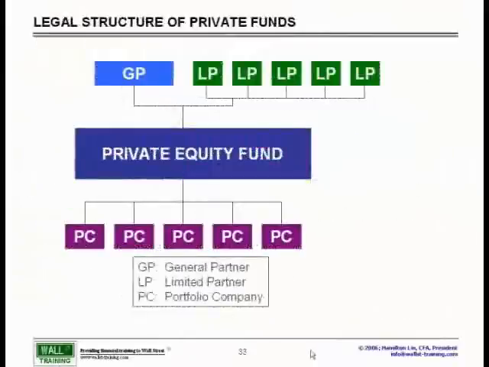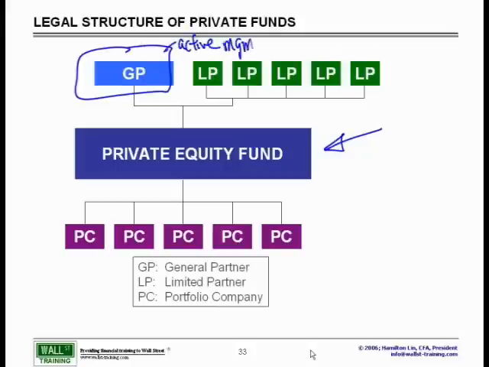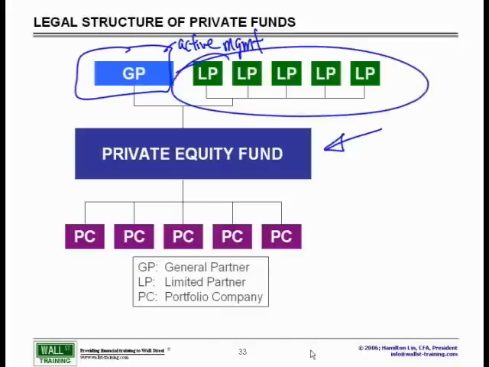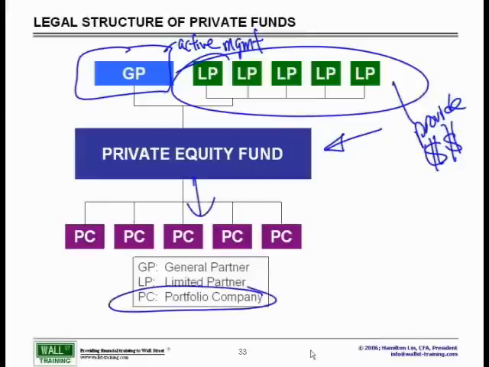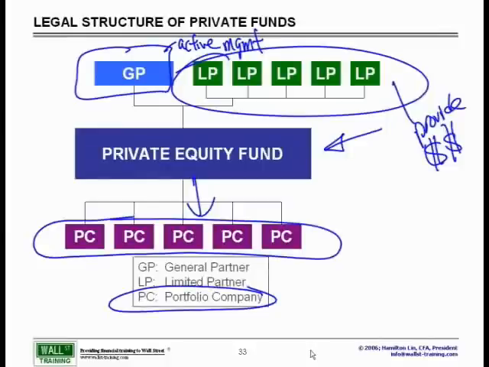Let us now look at the typical structure of a private equity fund. The private equity fund itself is where all the investments are made. This is the legal entity in which you have a general partner, a GP. This is the typical partnership structure. The GP is the active management. They are the ones who actively manage the private equity fund. The limited partners, the LPs, are the ones who simply provide the cash. They provide the capital for the private equity fund and the general partner to make investments in these portfolio companies. You have a whole portfolio of different companies that this private equity fund owns.